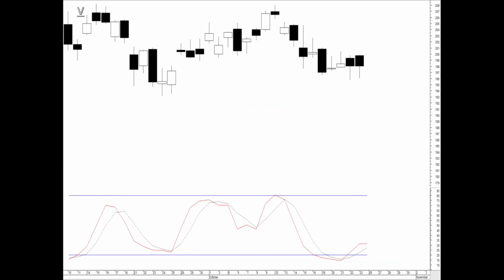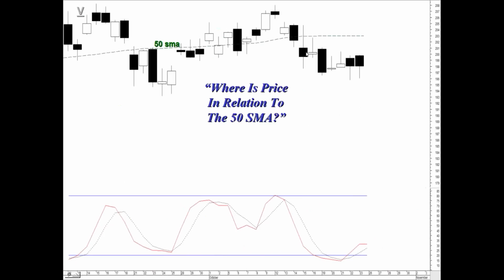But what's the first thing we do? We add the 50-period simple moving average. And once we apply it, we see that originally we were above, then we're below, then we're above, then we're below. But for the last week or two, we have been below. So if we ask ourselves, where is price in relation to the 50-period simple moving average, we're asking about the short-term trend, the last week or two. And as you can see, we've been below.